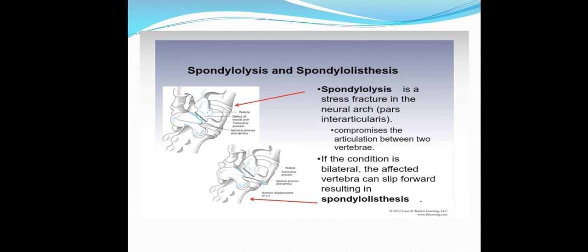These are examples of spondylosis and spondylolisthesis. It's a stress fracture in the neural arch, the pars interarticularis, which compromises the articulation between two vertebrae. If the condition is bilateral, the affected vertebra can slip forward, resulting in spondylolisthesis.